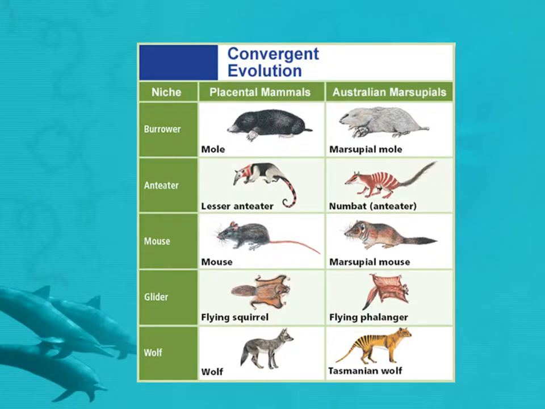Here you have a mole, and here you have a marsupial mole, not even closely related, yet they have similar adaptations. Lesser anteater and a numbat, which is kind of like an anteater mouse, and a marsupial mouse. The marsupial mouse has some interesting things about it. Flying squirrel and a flying phalanger, both low gliding critters, but again a marsupial and a placental. And there was even a Tasmanian wolf, which is now extinct, and a wolf, again a marsupial and a placental, filling similar niches, doing similar things in the ecosystem, but not even closely related.